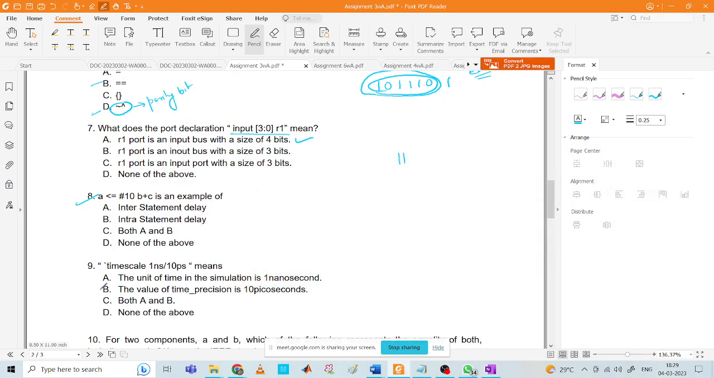Okay. What is timescale 1 nanosecond and 10 picosecond? It is again one very important directive. Timescale.